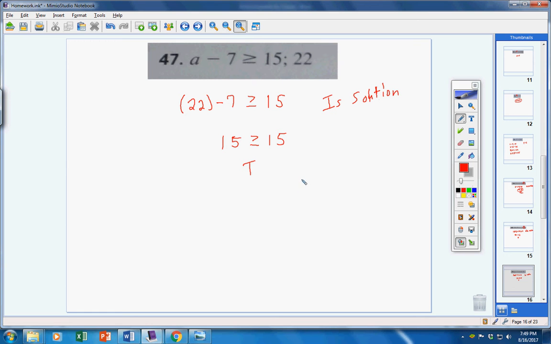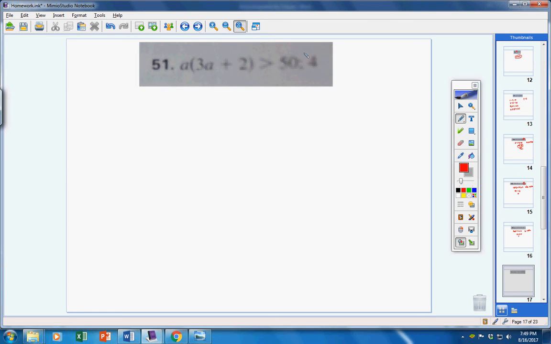Okay. 51. We're going to test number 4. So here's an A. I'm going to put a 4. Then 3A. So 3 times 4 plus 2, greater than 50. Now, listen carefully, students. Here's a chance for us to use our order of operations. Remember, step 1, make sure all of your parentheses and brackets are simplified down to one number. In this parentheses here, do I have one number? Yes, I do. But in this parentheses, I don't.